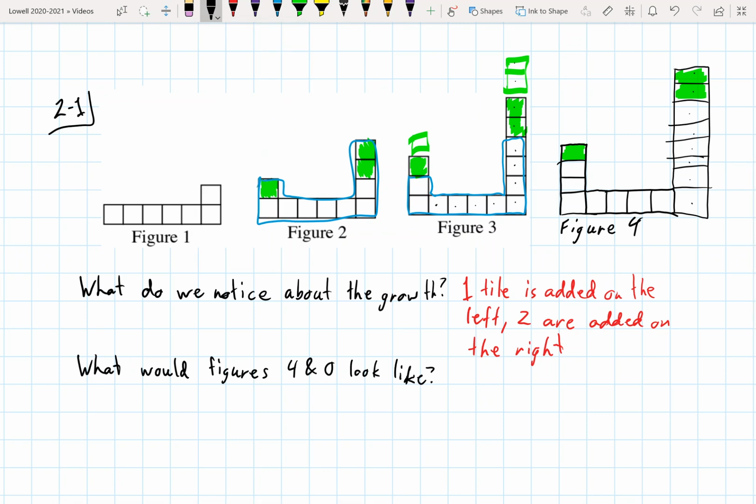So we're going to have to, I think, go backwards here. And I could think, if I went from figure 0 to figure 1, the new tiles are the 1 on the left and 2 on the right. So I think to go backwards, we're going to have to take away 1 on the left and 2 on the right, instead of adding them, because we're going backwards, so we're doing the opposite.